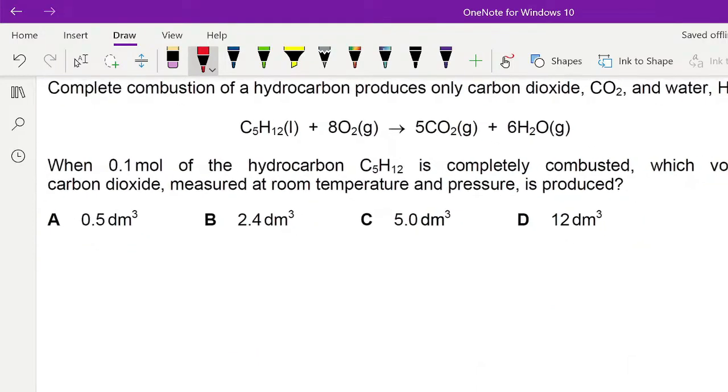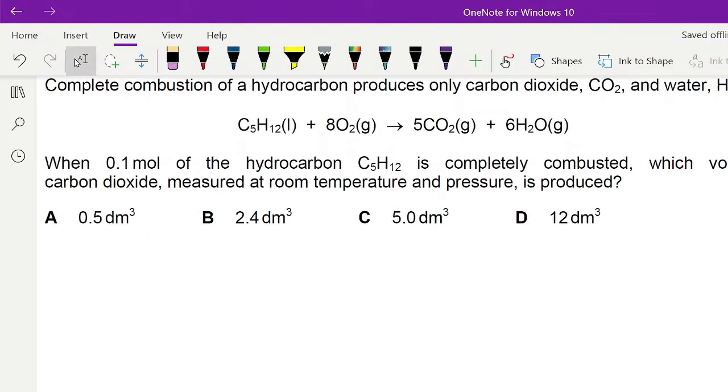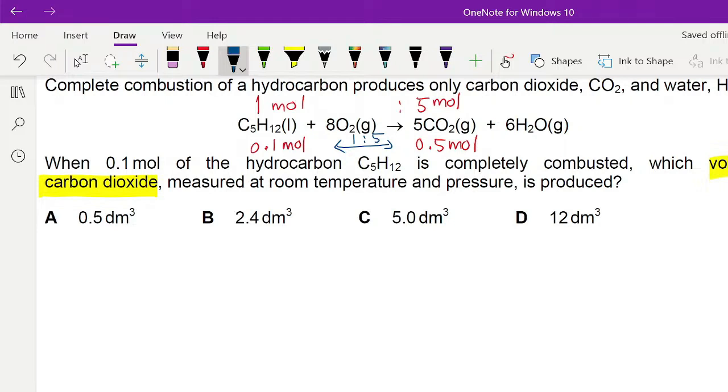Complete combustion, when 1 mole of hydrocarbon is completely combusted. What volume? Now this one is important because it hasn't been asked in paper 4. So we have 1 is to 5 mole. 0.1 mole of pentane will produce 0.5 mole of carbon dioxide. How do I got 0.5? Because the ratio is 1 as to 5. So 1 pentane produce 5 carbon dioxide. 0.1 pentane produce 0.5 carbon dioxide.